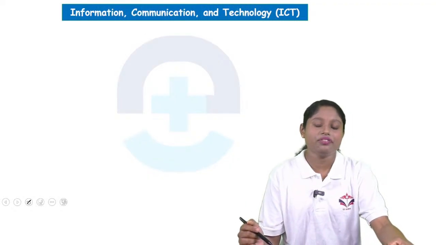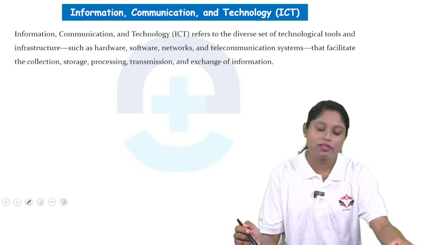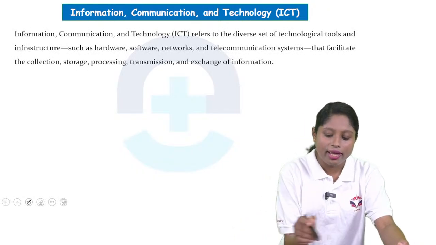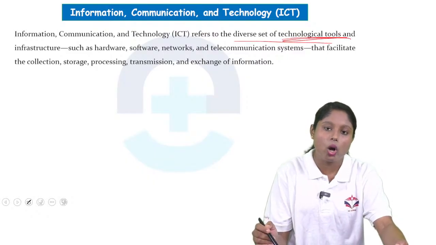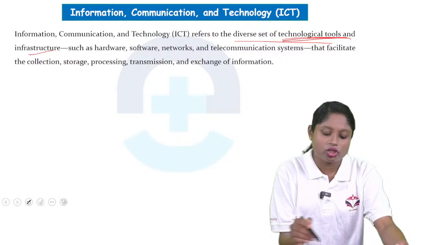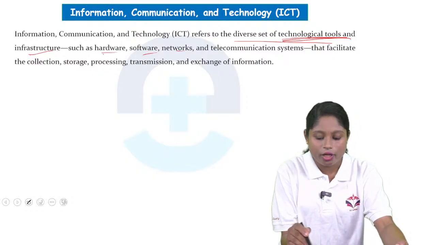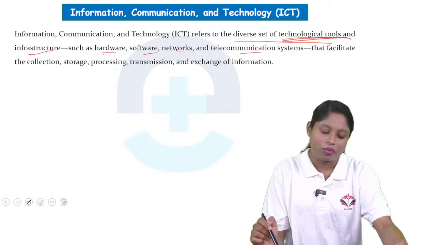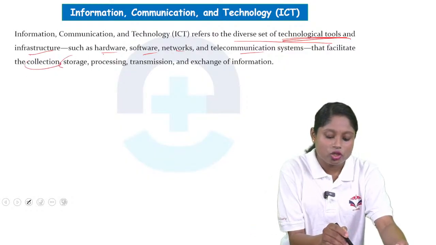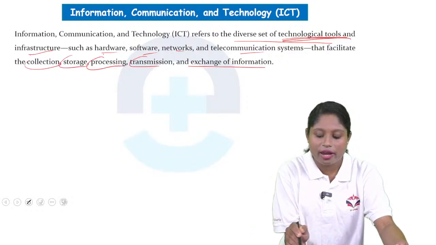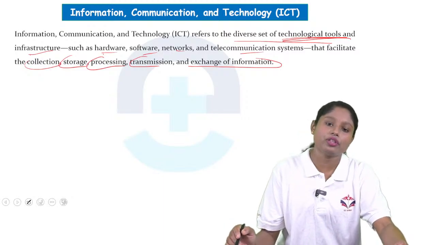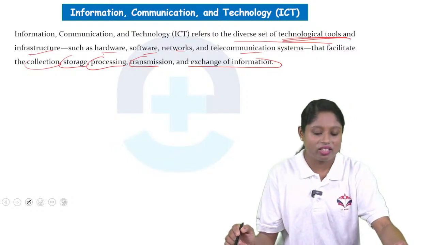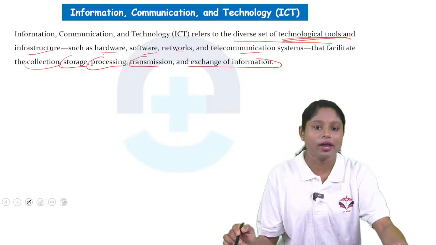Now the next question we are discussing is information communication and technology, ICT. So what is information communication and technology? It refers to the diverse set of technological tools and infrastructure such as hardware, software, networks and telecommunication systems that facilitate the collection, storage, processing, transmission and exchange of information. So we are using technology for the processing of information. That is what is called information communication and technology.